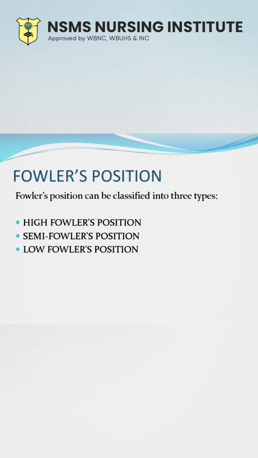Fowler's position is a semi-sitting position with various degrees of head elevation. Fowler's position is a bed position wherein the head and trunk are raised 15 degree to 90 degree angle. This position is given to the patient with the support of backrest and pillows. However, Fowler's positioning can be classified into three types: high Fowler's position, semi-Fowler's position, and low Fowler's position.